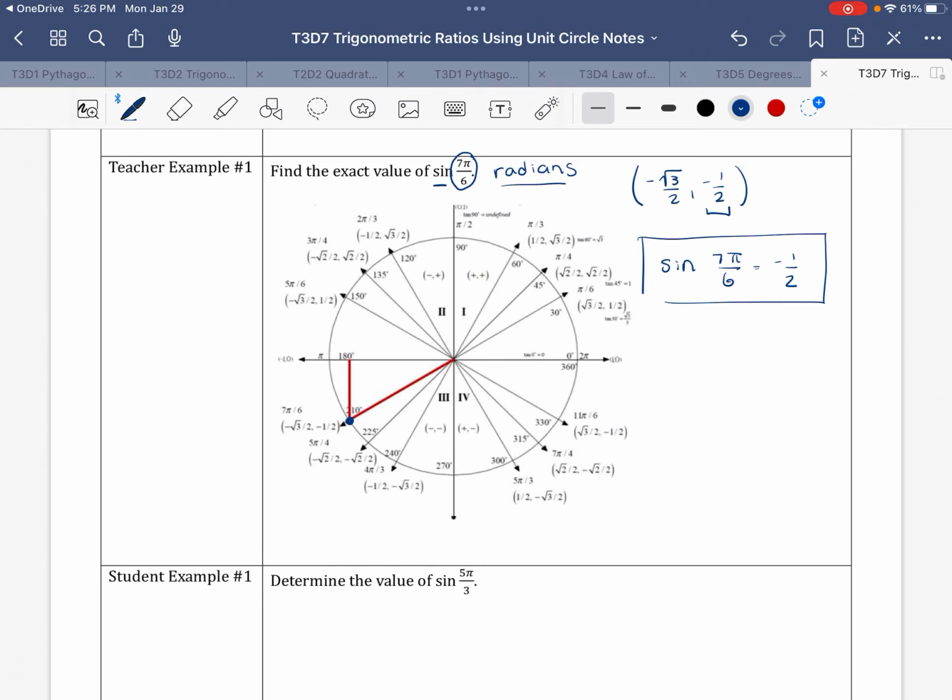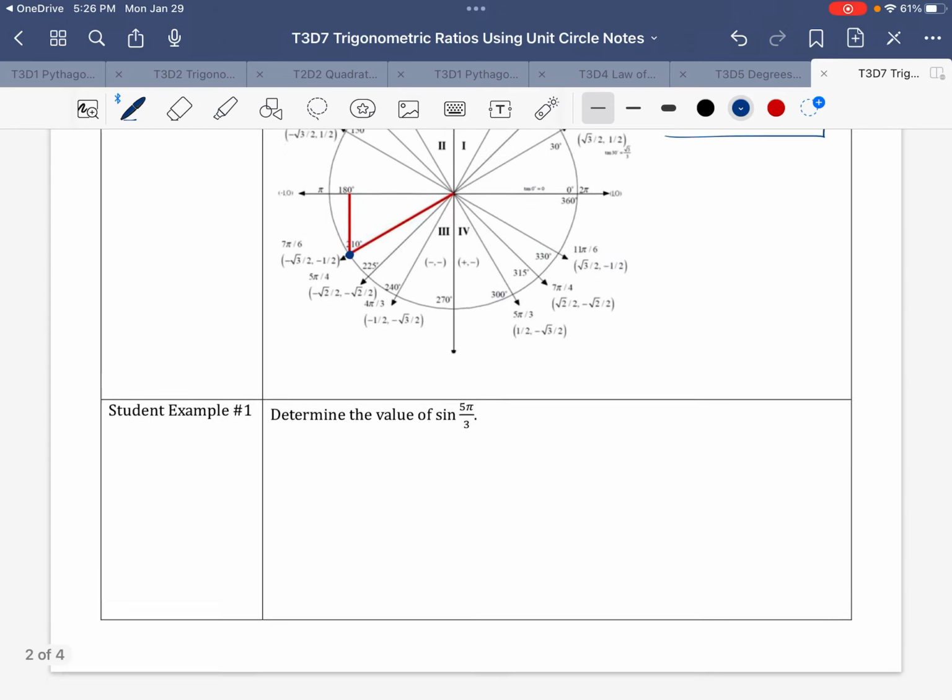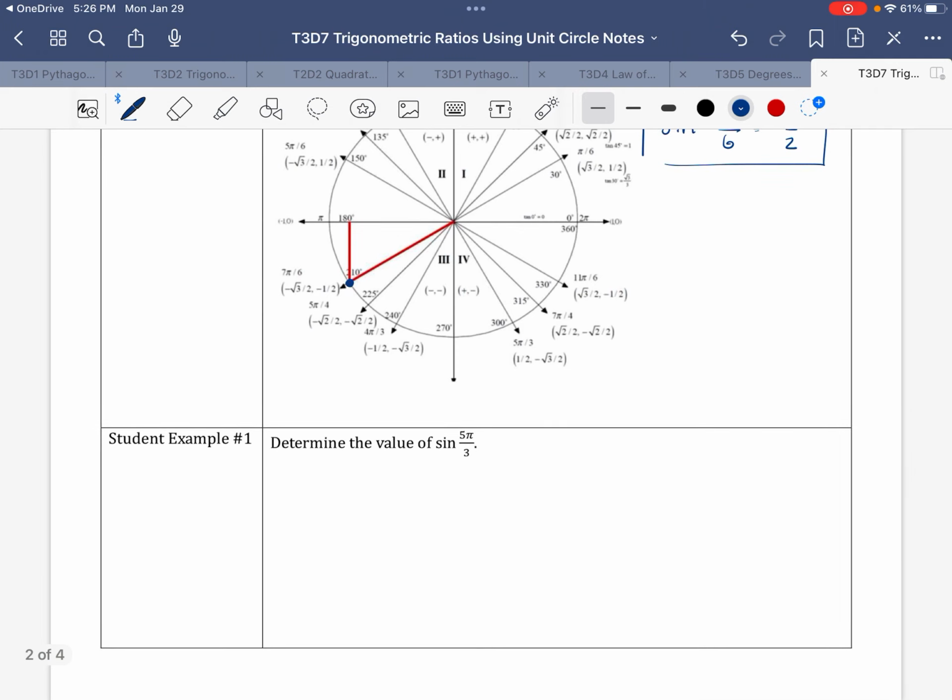Okay, and if you want to double check on your calculator, you can do so by making sure first that your calculator is in radians, and you can click sine 7 pi over 6, and you'll get negative 0.5, which is equivalent to negative 1/2. Try your first student example, please.